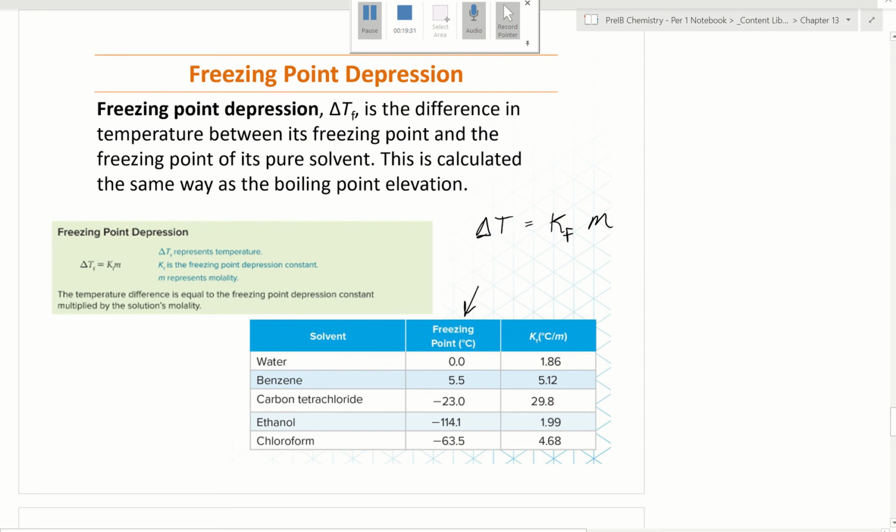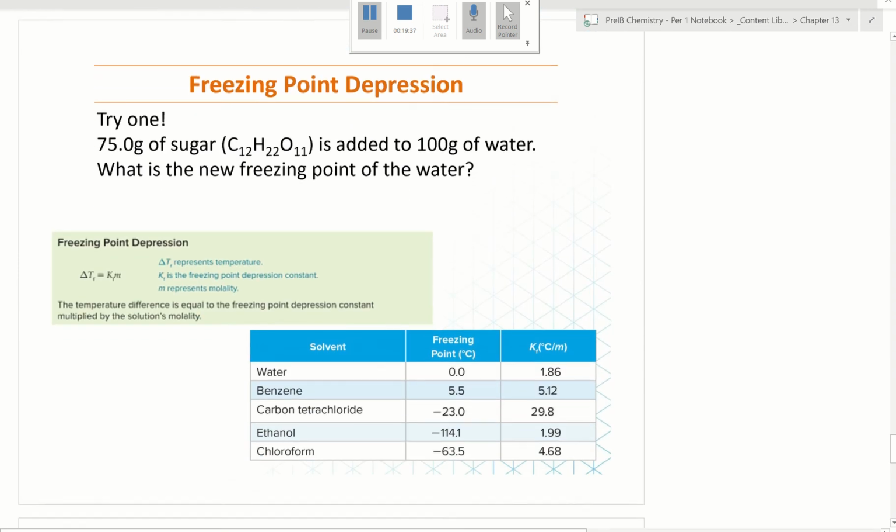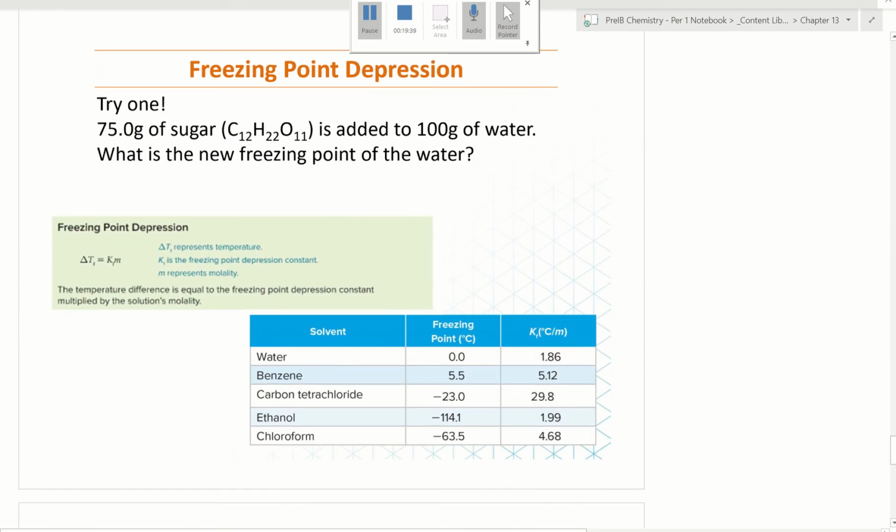Here are freezing points of some common substances, and here are their freezing point constants. Now you may have experienced this property, freezing point depression, if you've ever made homemade ice cream. You put salt not in the ice cream, but in the ice around the ice cream in a homemade ice cream maker, and the ice around it gets below freezing. In fact, it gets about 12, 13 degrees below freezing. By doing that, you can get the ice cream to set up a lot faster than trying to put it in a freezer.